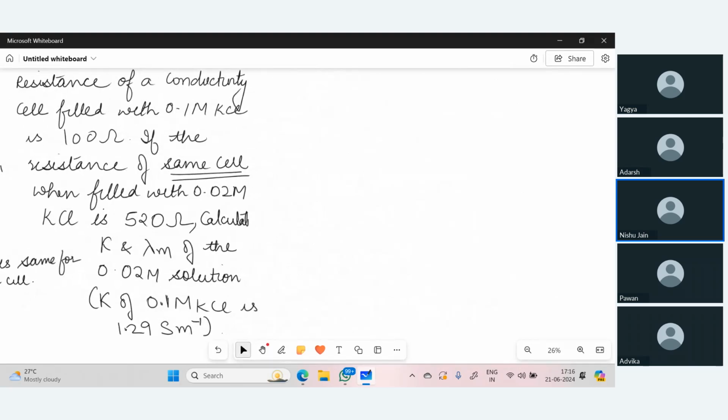The resistance of a conductivity cell filled with this solution is 100 ohms. And if the same cell is filled with 0.02 molar KCl, its resistance is 520 ohms. Calculate the conductivity and lambda m of 0.02 molar KCl, and the conductivity of 0.1 molar KCl is given.